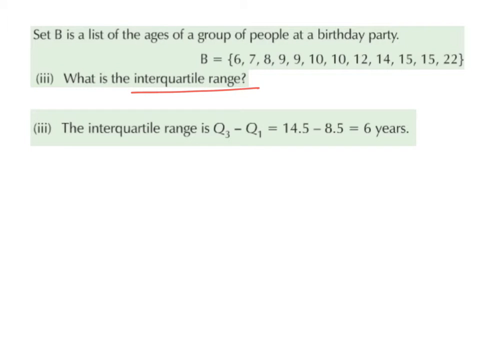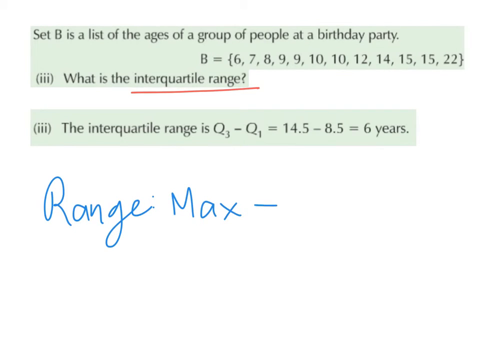If we had just been asked to find the range, this is the maximum value, which is the largest value, minus the minimum value, which is the lowest value. So going back to our original list, the maximum value is 22, the minimum value is 6, and 22 take away 6 is going to be 16. So 16 is the range of the full set of data, whereas the interquartile range is 6. So be careful, because interquartile range and range are two different things.